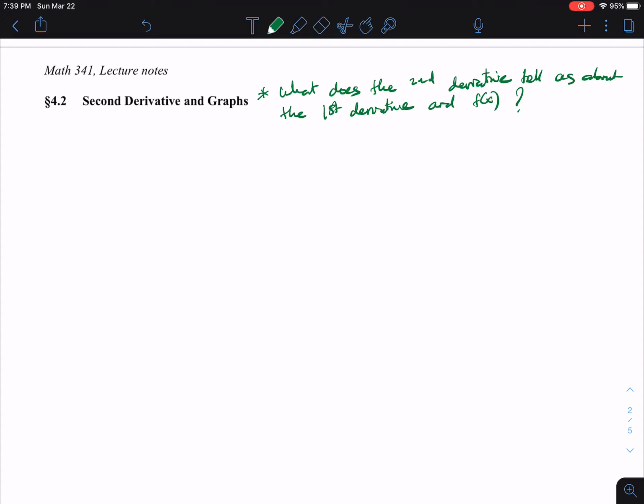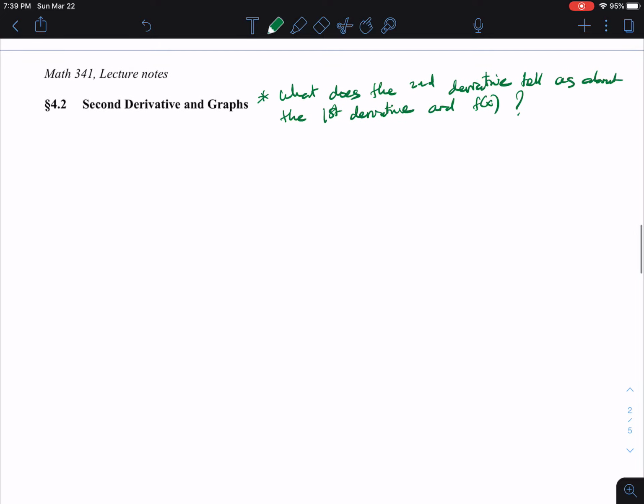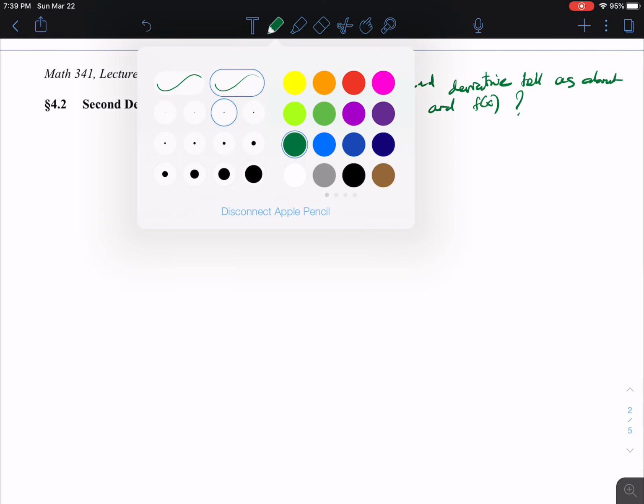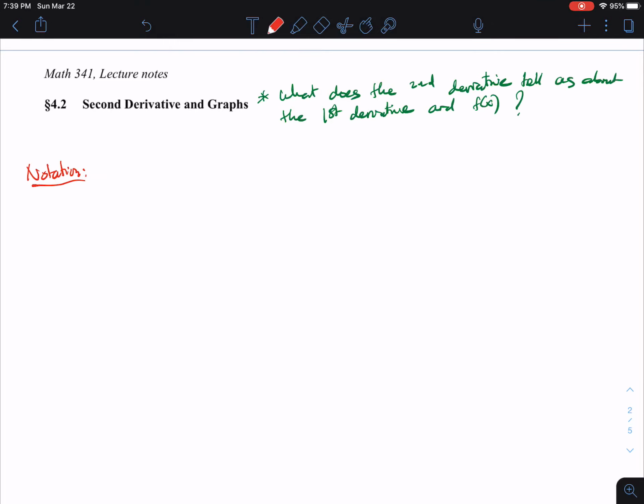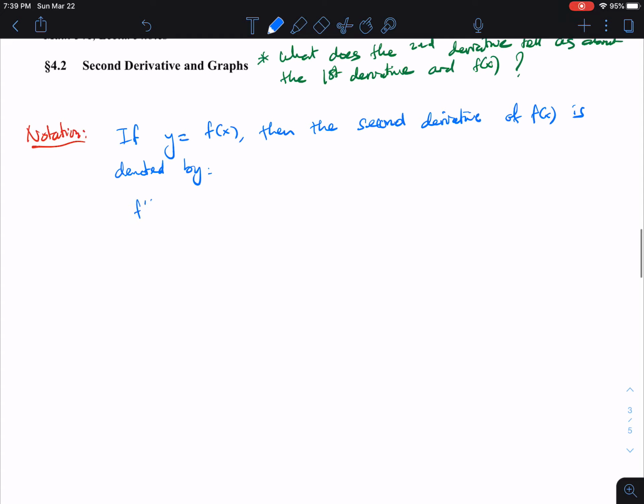Before we get to that part, I want to briefly introduce the notation of the second derivative and then go over a few examples of how to find the second derivative of a given function. So let's start with notation. Okay, so if y is equal to f of x, that's the given function, then the second derivative of f of x is denoted by f double prime of x.